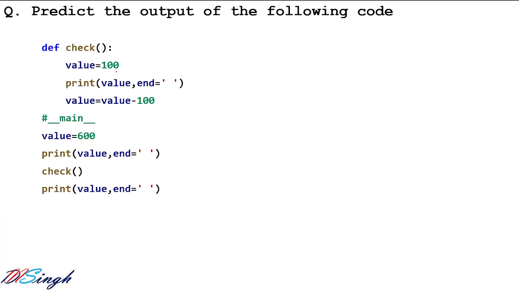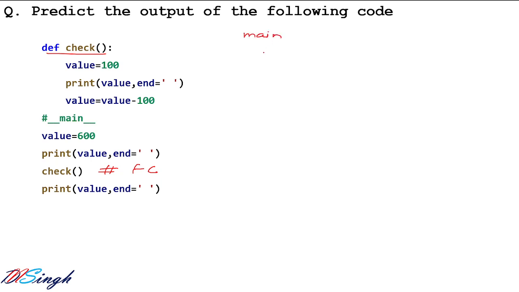question. In that question we have one function, the name of the function is check, and we have some code in main. This is the function call. This is the function call. So here we have a variable value which is declared inside main.